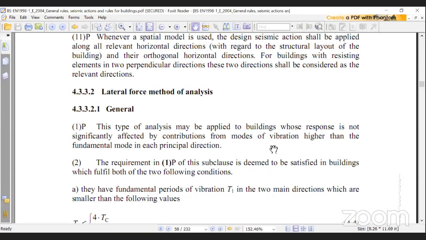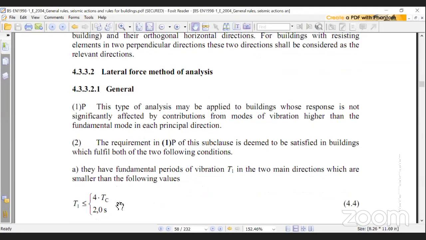Thank you. Now, here I'm at clause number 4.3.3.2, which is the lateral force method of analysis. As I said, there are four methods, but we have limited ourselves to the lateral force method of analysis. Why? Because we are assuming the building is still within the elastic zone of the structure. It has not gone to the plastic, so we are not doing plastic analysis or plastic design. We are in the elastic design, and our building is regular, both in plan and in elevation.